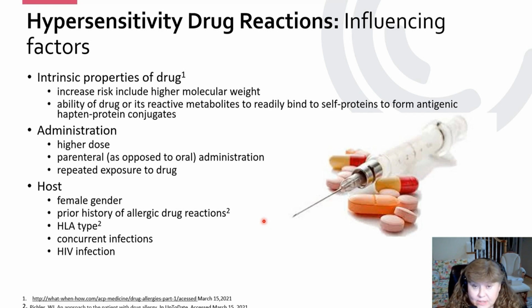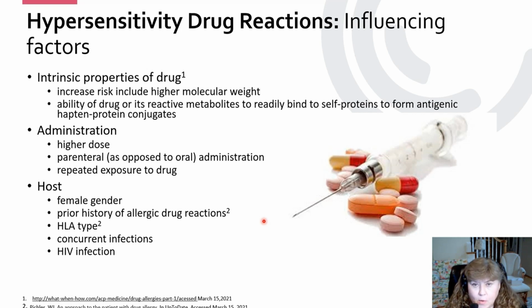So let's move for just a few minutes now to hypersensitivity drug reactions, which we think are more IgE mediated as we move forward in our discussion. So what do we know are the risk factors for developing an IgE mediated reaction to a drug? Well, some of it has to do with the properties of the drug. What's the molecular weight of the drug? How many metabolites does it make? How easily do metabolites bind to self-proteins to form hapten protein complexes?